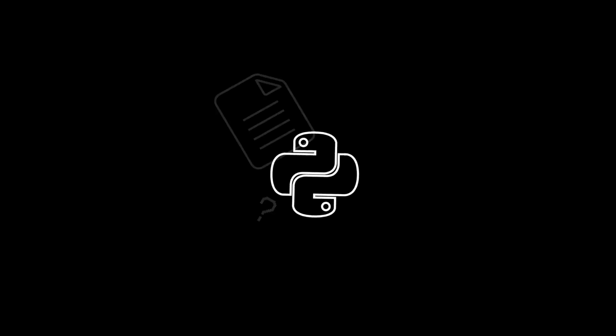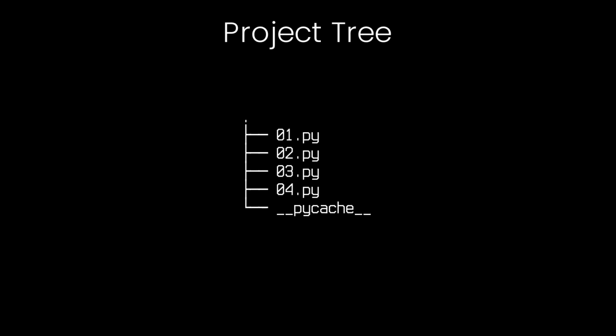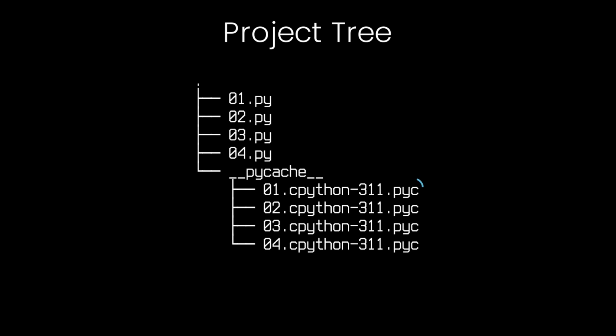So Python, or more precisely CPython, runs a Python script by compiling it into bytecode and then running it in a virtual machine. Ever notice that weird looking __pycache__ directory in your Python projects? That's where the compiled bytecode gets stored as .pyc files.